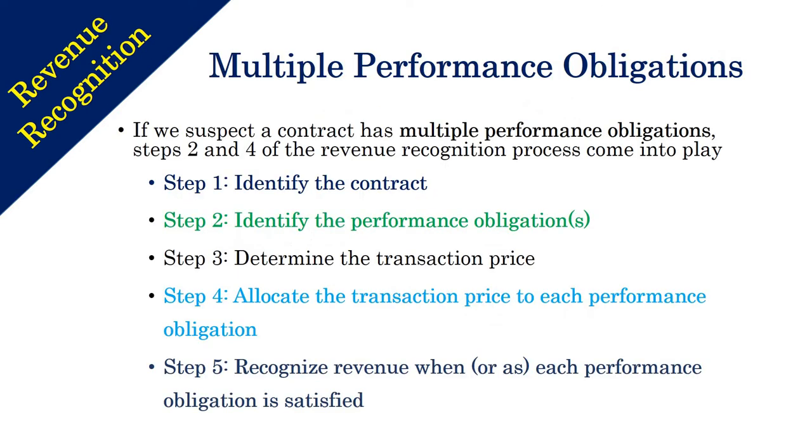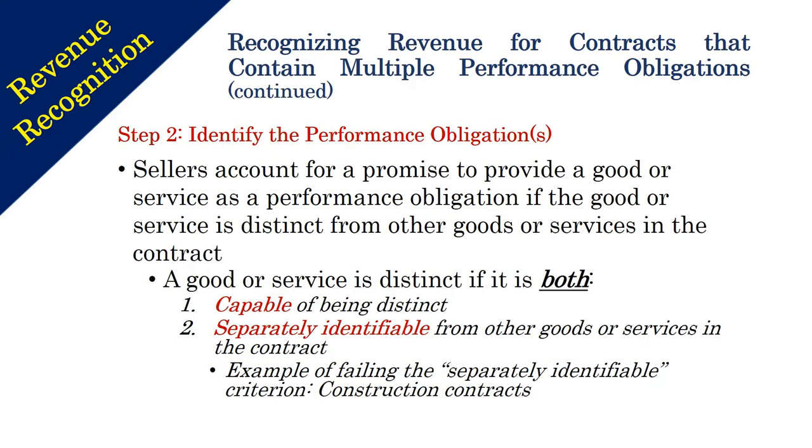If we suspect a contract has multiple performance obligations, then you know that step number 2 and step number 4 are important. In that case we need to identify what performance obligations we have, and number 2, we need to allocate the transaction price to each performance obligation. So these two steps, step 2 and step 4, are very important.